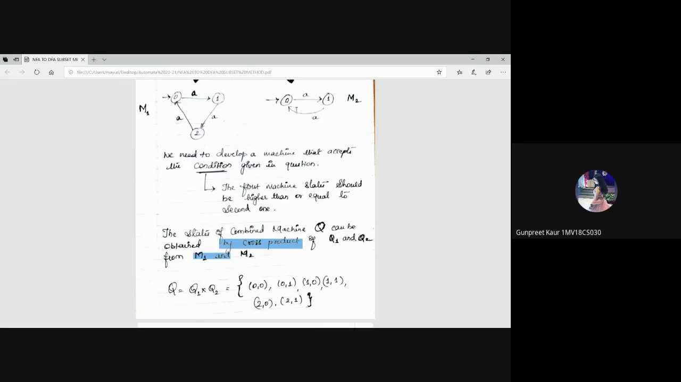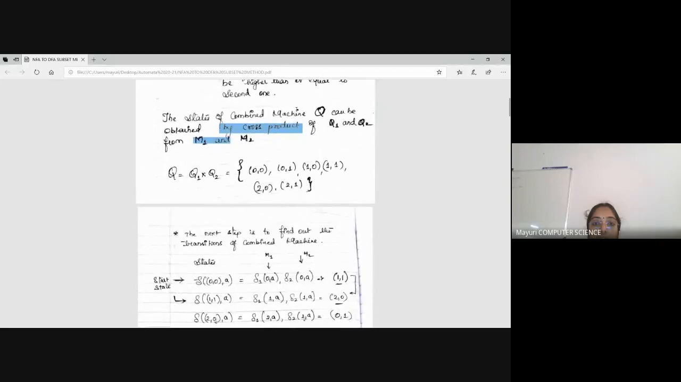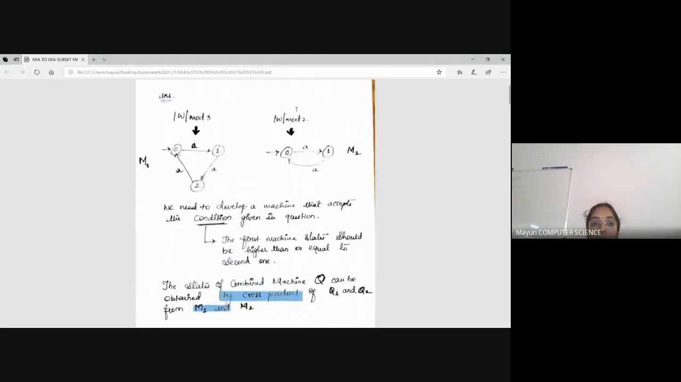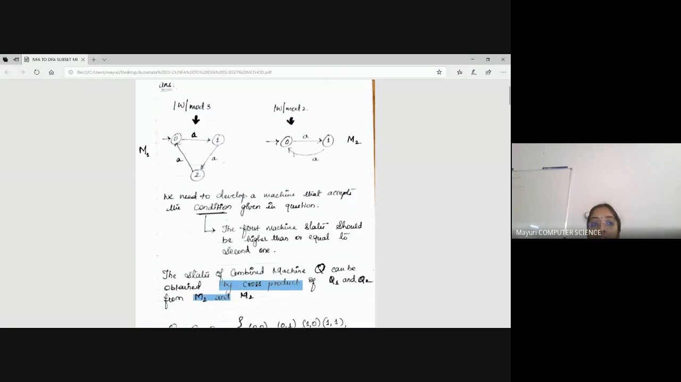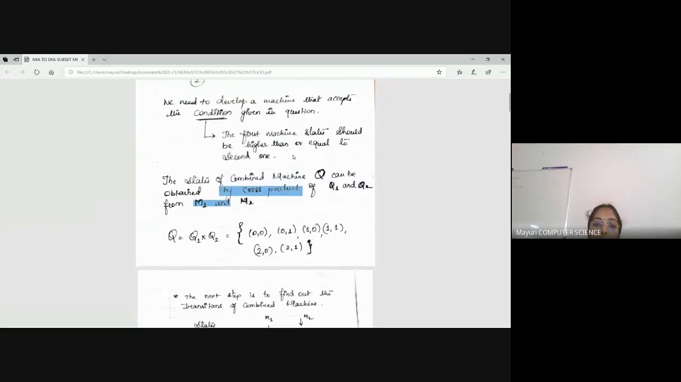I hope you got the idea why I am doing the cross product. I know the states from machine 1 and the states from machine 2, but I need a machine which is the combination of both. I have to apply the condition over that, and then generate the states of the resultant machine, which is called the combined machine.